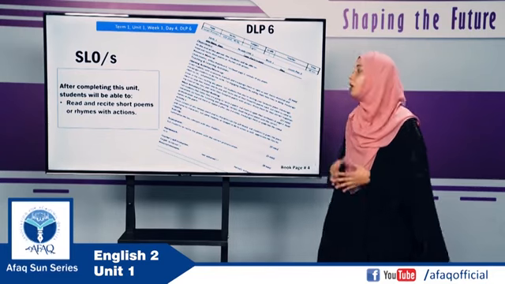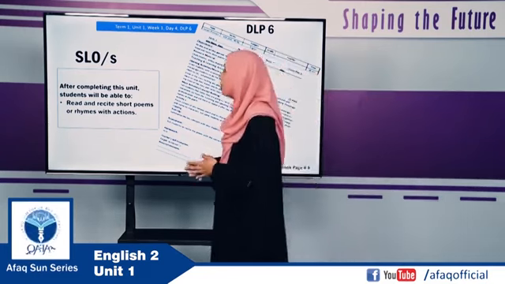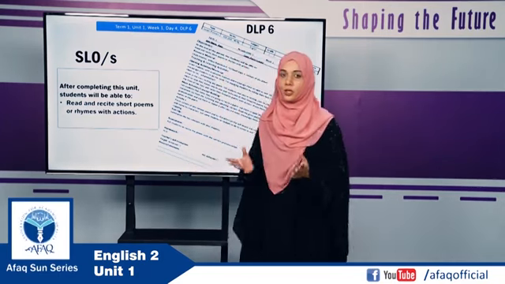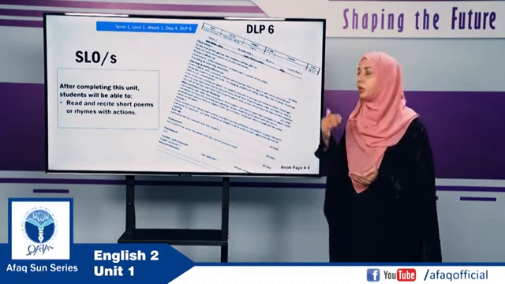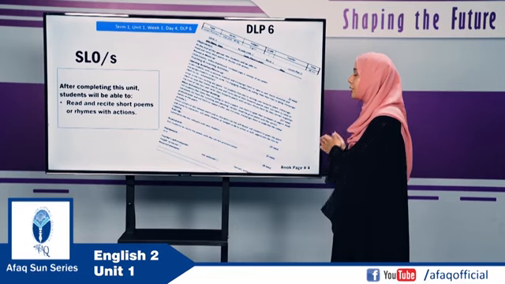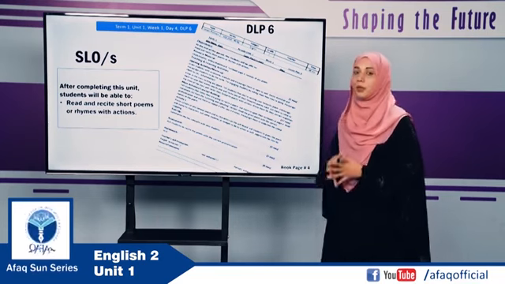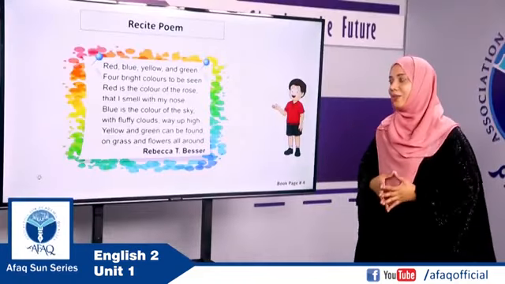In this lesson, one SLO will be covered. And at the end of this lesson, you will be able to read and recite short poems or rhymes with actions. Dear teachers, we have provided complete methodology to cover this SLO in DLP number 6. The DLP number 6 will be covered in day 4 of our suggested timetable. Now let's recite this poem together.